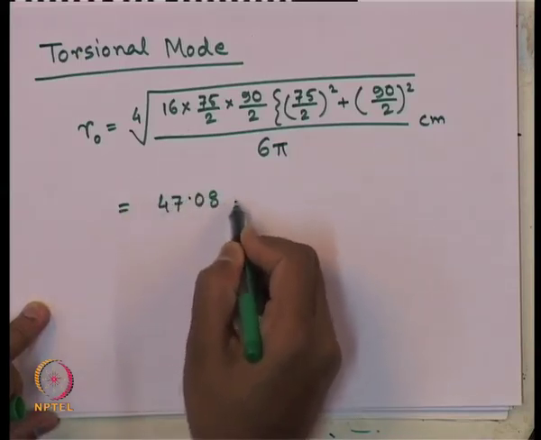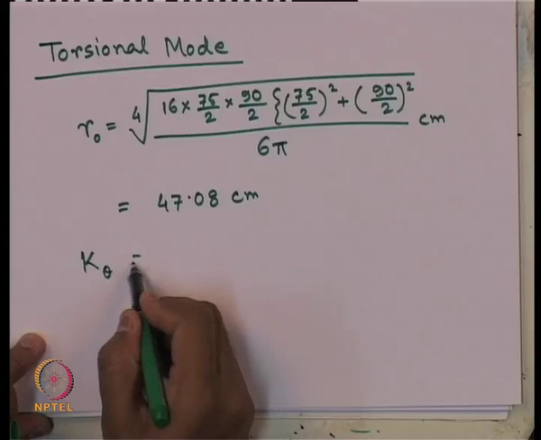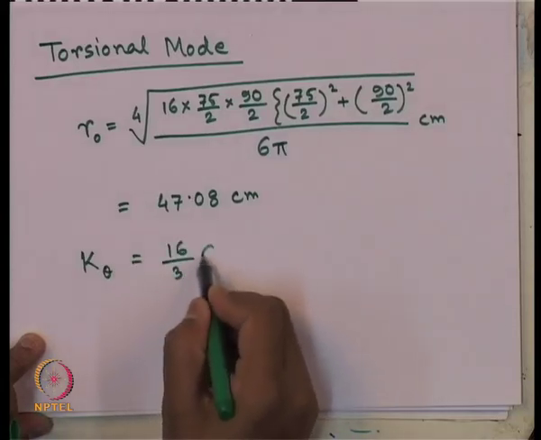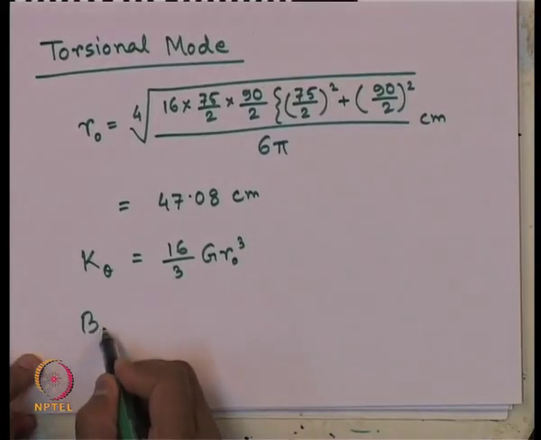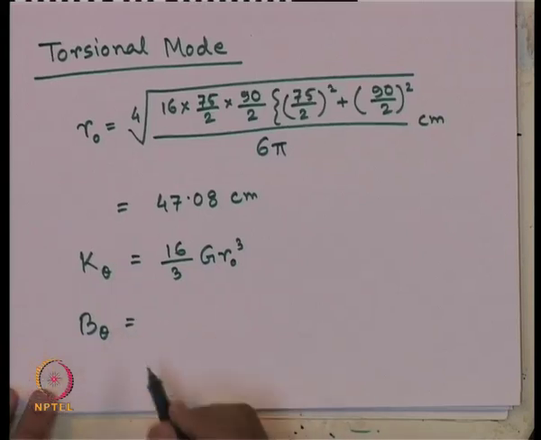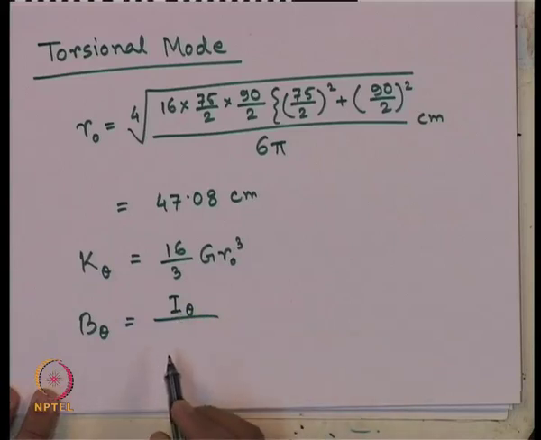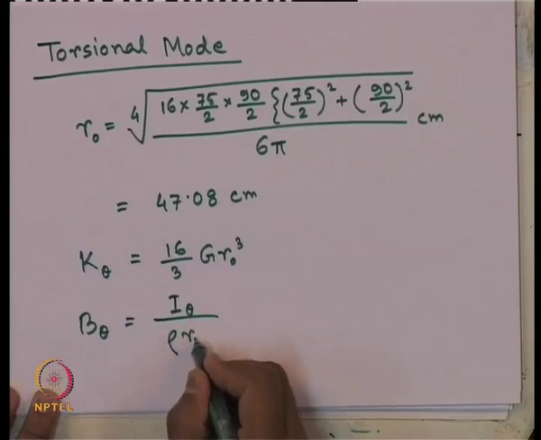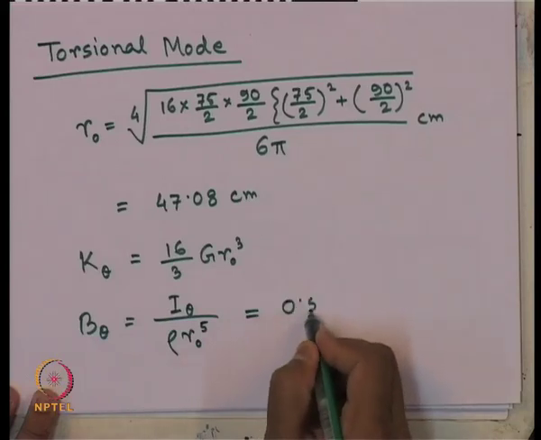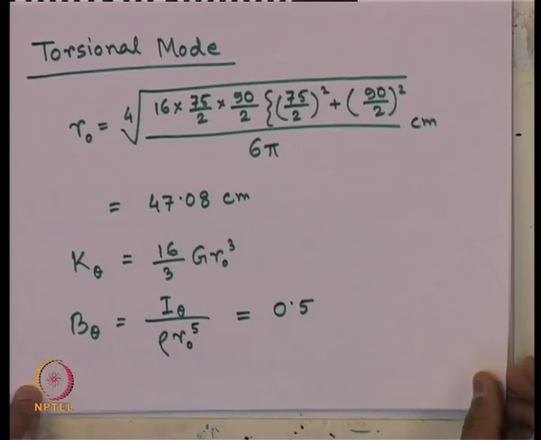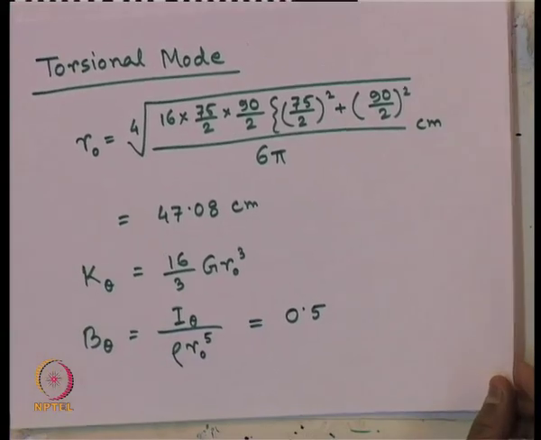This we had already computed earlier for the similar problem, and the expression for k theta, that also we had used, and the expression for b theta, the modified mass ratio, we had used I theta, which is the mass moment of inertia, rho r naught to the power 5, which we had computed as 0.5. Refer to our previous problem, you will get these values. So, I am not repeating it.